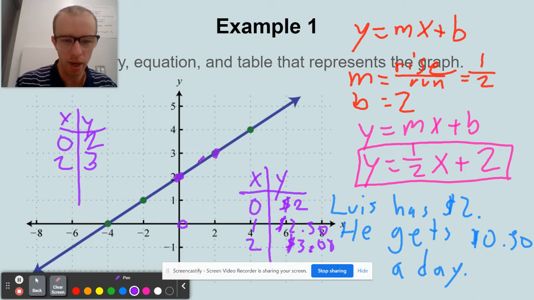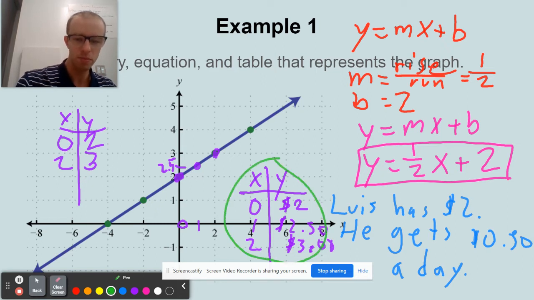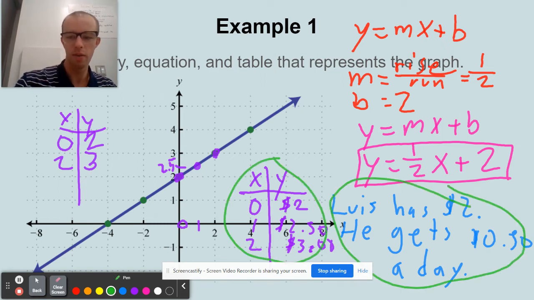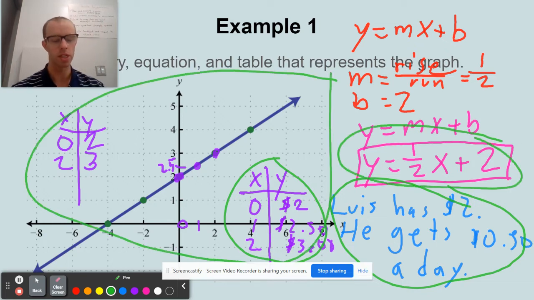There is a point on here, right? It's just not shown. 1 and 2.5. So that point isn't not there. It's just we weren't given the point for that spot, right? So this point is still here. So just like that, we have it all done. We have our table, we have our story, we have our equation, and we were given our graph. So we have all 4 ways to show this mathematical relationship.